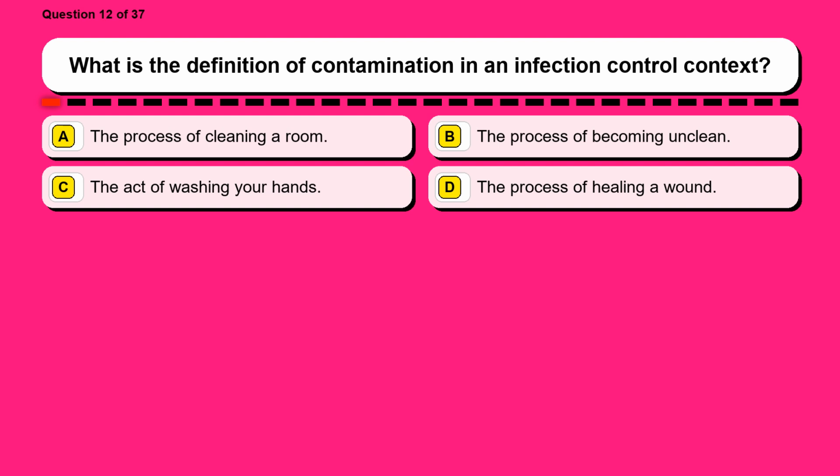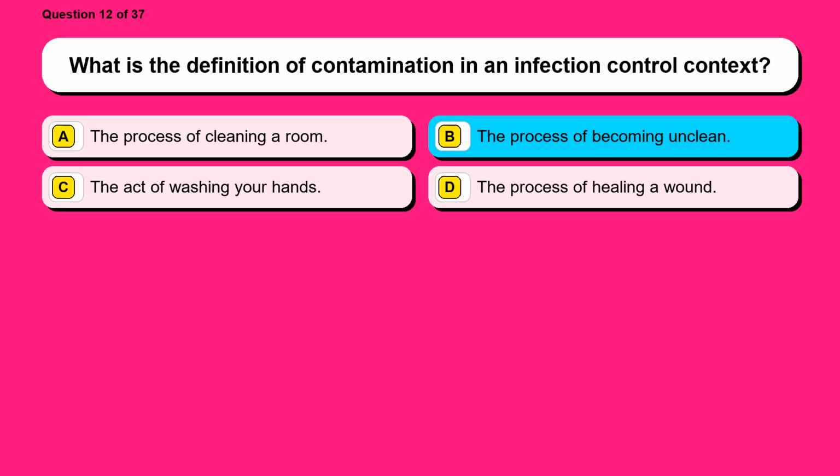Question 12. What is the definition of contamination in an infection control context? Option A, the process of cleaning a room. Option B, the process of becoming unclean. Option C, the act of washing your hands. Option D, the process of healing a wound.